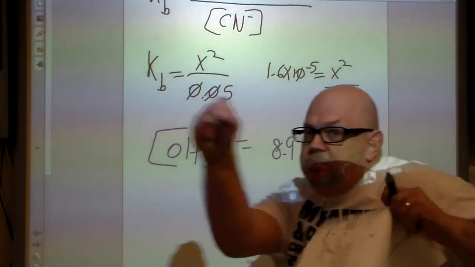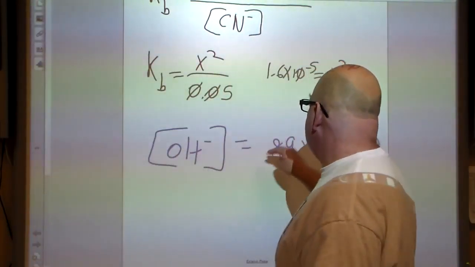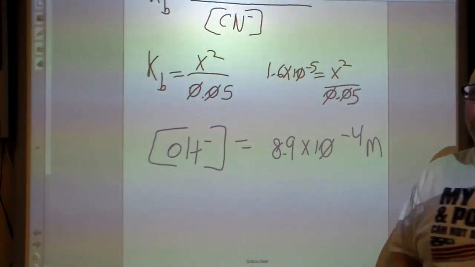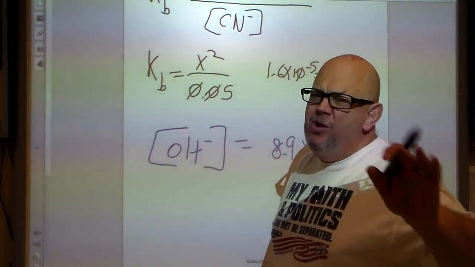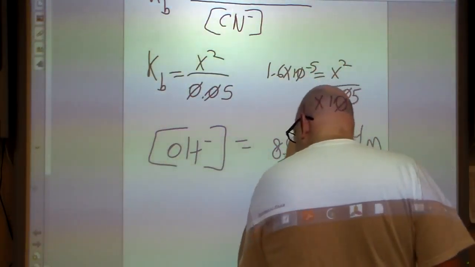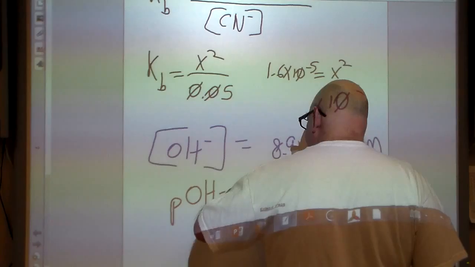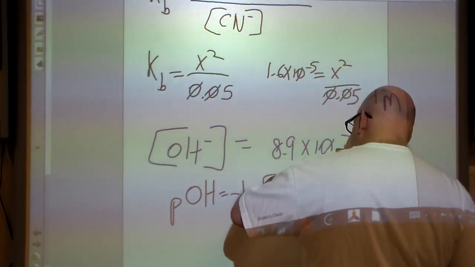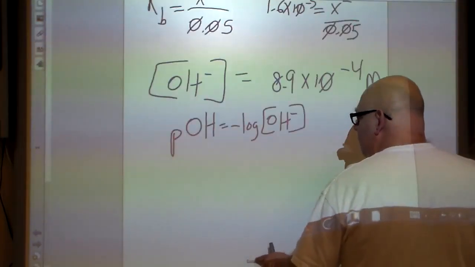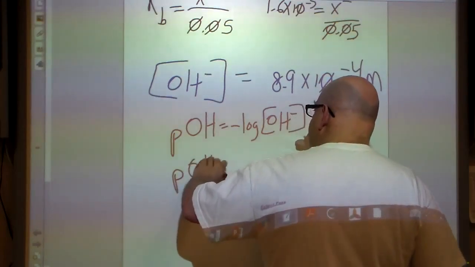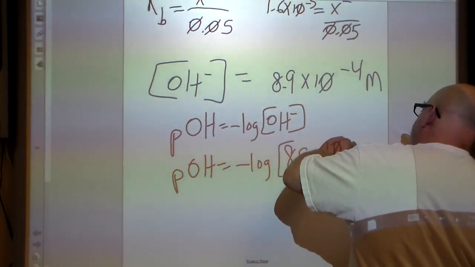Is this the answer? Can we plug this in and get our pH? No, you can't, because that is our OH concentration, not our H concentration. Say, oh my gosh, there's more work. No, it's not that bad. Look at it this way. You know that pOH is equal to the negative log of the concentration of OH minus, right? So we can plug this number in here so that our pOH is equal to the negative log of 8.9 times 10 to the minus 4th.